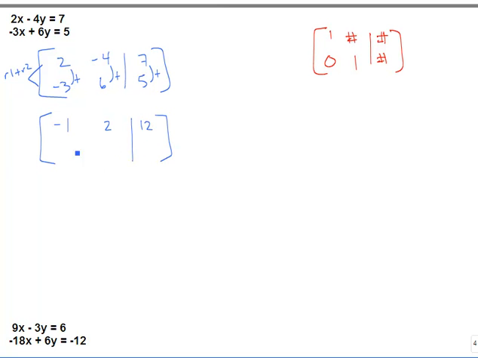Now which row should I keep down here in the bottom? It doesn't matter. I'm just going to keep that second row the same. Now I have a -1, I need a +1, and that's easy to fix because all I have to do is multiply -1 times row 1. You're allowed to multiply a constant through an entire row. So that's just going to change all of these signs. So -1 becomes +1, -2, -12, and we're not doing anything to that second row.